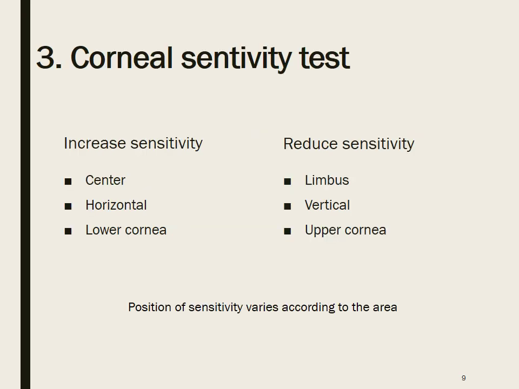The corneal sensitivity depends on the location of the test. This is because sensitivity varies according to the area. For example, sensitivity of the cornea will be increased at the center, horizontal, and also lower cornea. Because of that, if you do the test for corneal sensitivity, make sure that the area you test on the right eye is the same as the left eye.